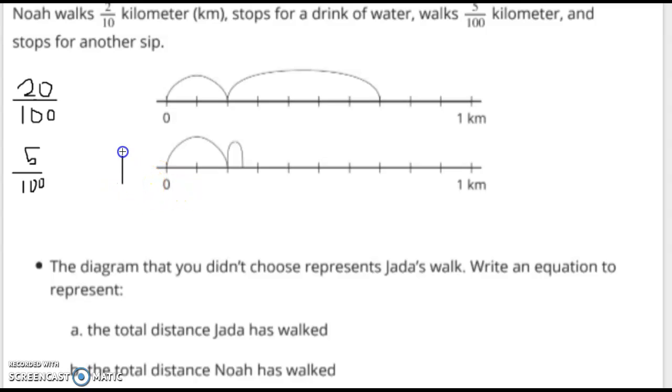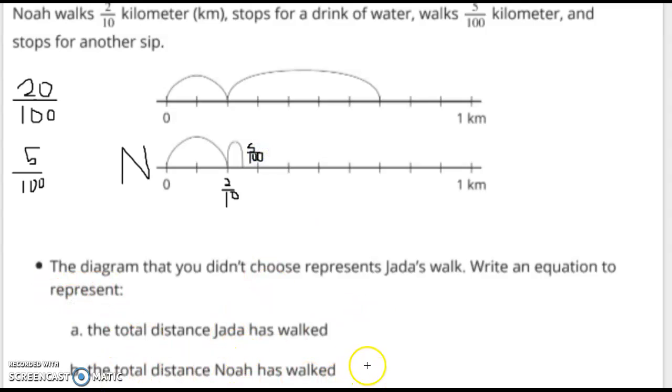So this one is Noah's number line because he went for 2/10, 1/10, 2/10. And then here is his 5/100 that he went. So I'm going to jump down to B.